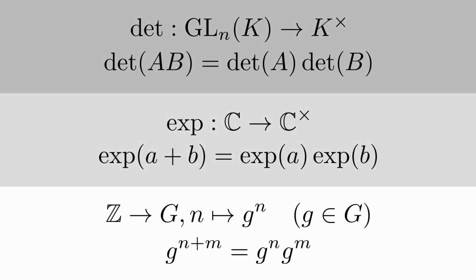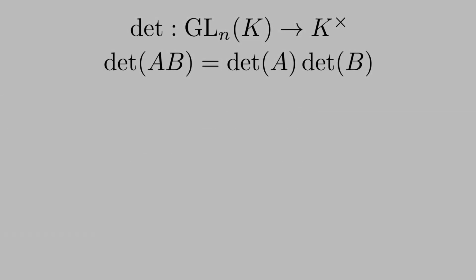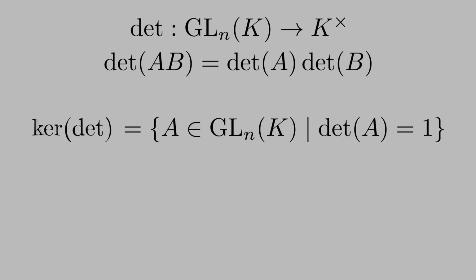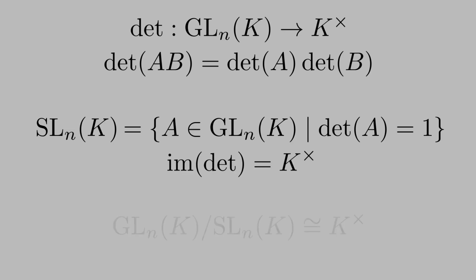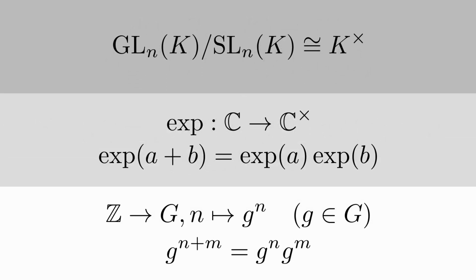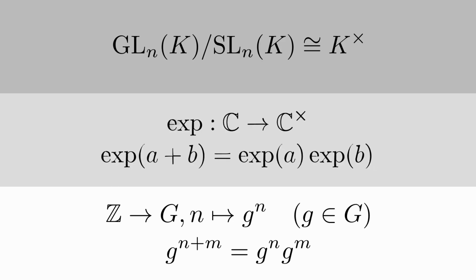Let's apply this theorem to our previous examples. For the determinant homomorphism, the kernel consists of matrices with determinant 1, which is known as the special linear group. The image covers the entire codomain, so we conclude that the quotient of the general linear group by the special linear group is isomorphic to the multiplicative group of the field. For the exponentiation map, the kernel is the set of all integer multiples of 2πi, so we get this isomorphism.